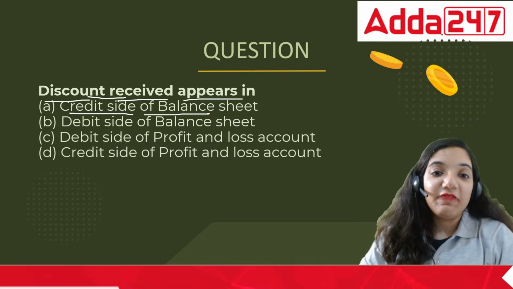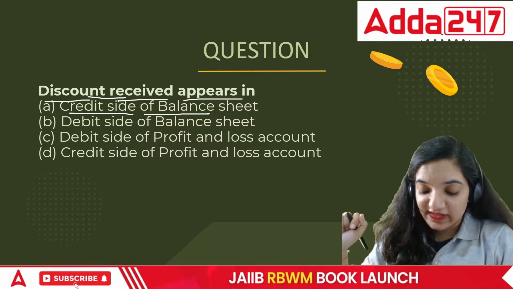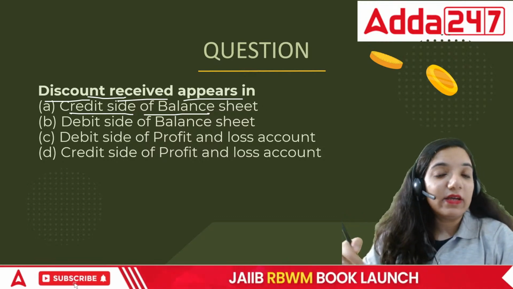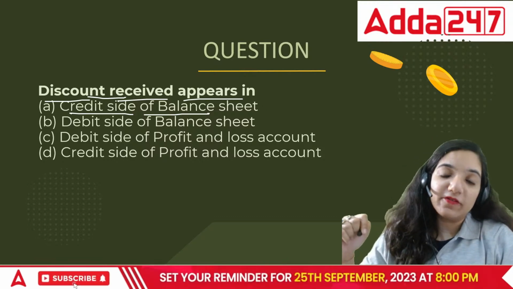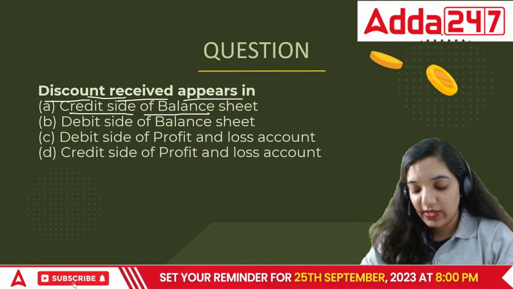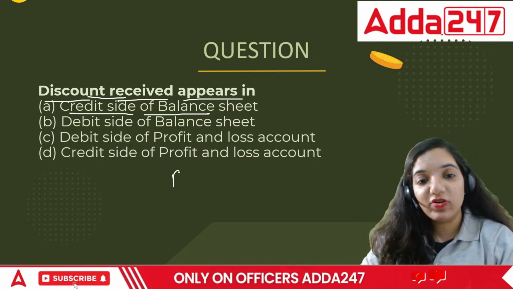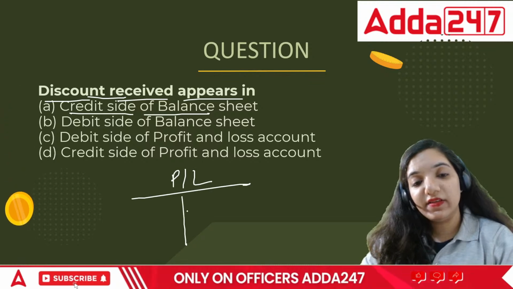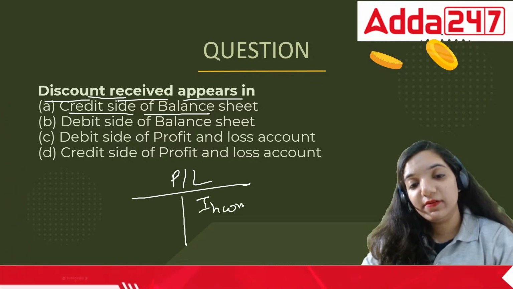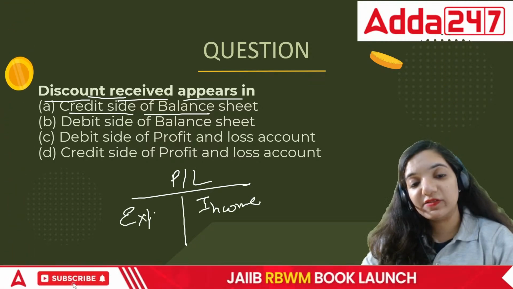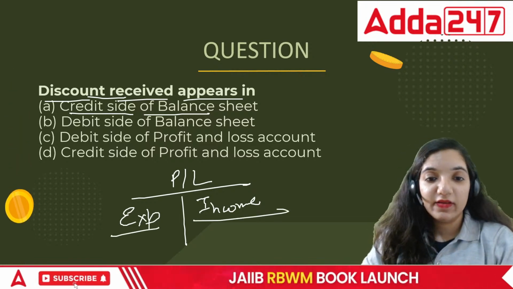In this case, when we talk about discount received can be the area of income of the organization. So it would be shown in the profit and loss account. This part is your income and this part is your expense. Done?